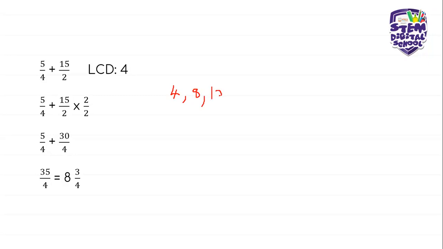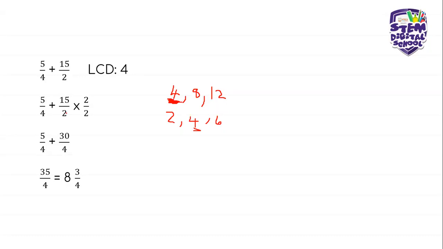Then you go to 2s: 2, 4, 6. What is the lowest multiple where both numbers are common? Both rows, 4 and 4. So one is already 4, you don't change it. But the other one, what times 2 gives me 4? It's 2. So times 2 at the bottom, times 2 at the top.